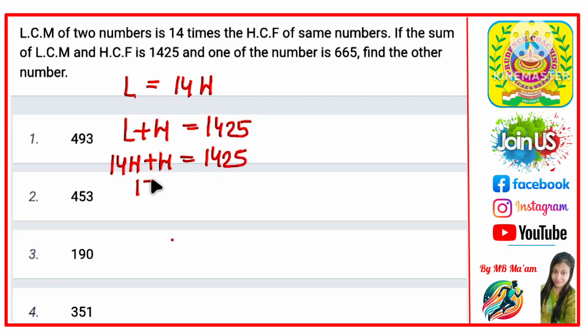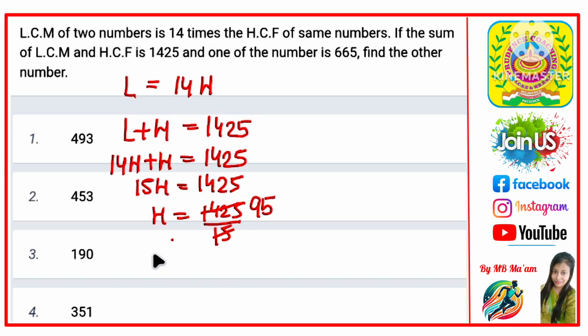So from this, 15H will be 1425. So H will be 1425 divided by 15. 15 into 9 will be 135. We are left with 75. So 15 fives are 75. Now we got the value of H. From here you can directly find the value of L, that is 14 into H.